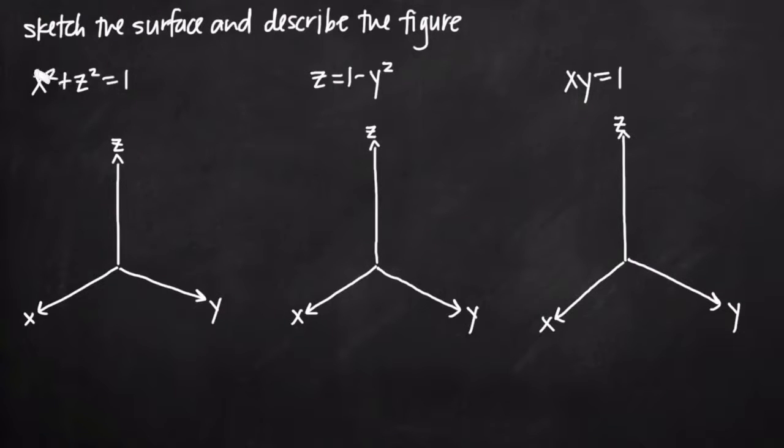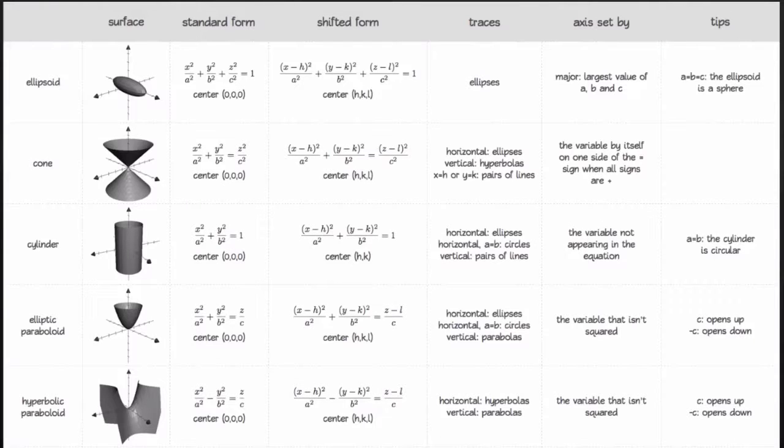Keep in mind that our formula here is x squared plus z squared is equal to 1. If I look at this chart here, it describes some quadric surfaces. So for example, the ellipsoid, cone, cylinder, elliptic paraboloid. There's some others down here near the bottom as well that are off the screen. But it gives me the standard form of the quadric surface and the shifted form and some information that I can use about the traces, how to determine the axis of the quadric surface, and just some additional tips or notes about the quadric surface.